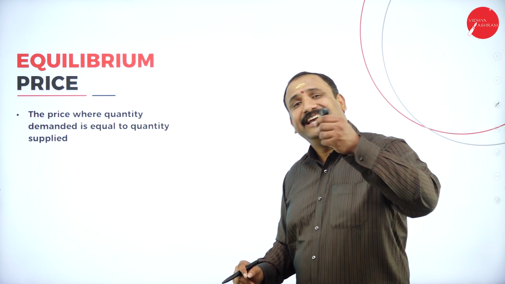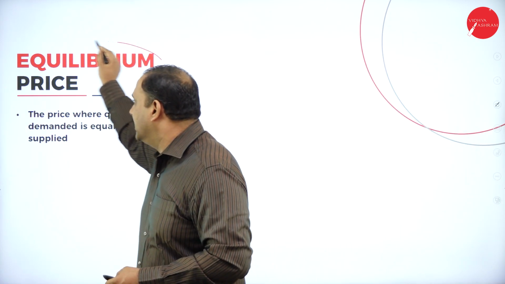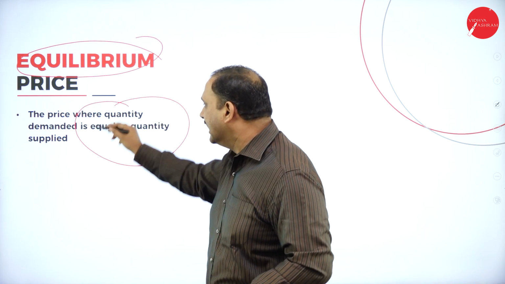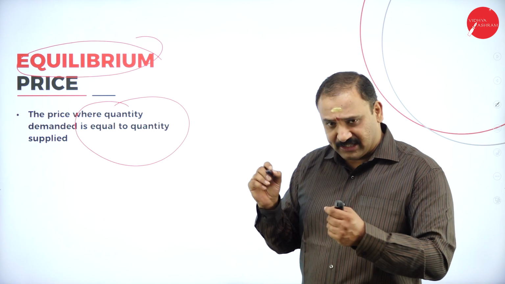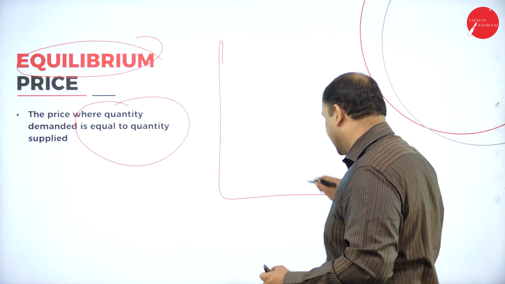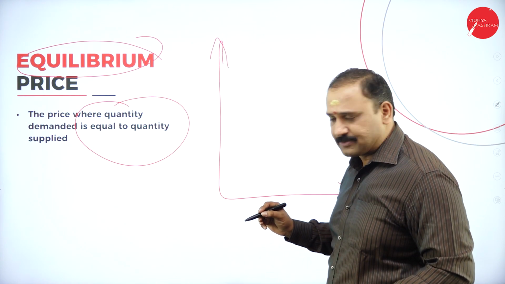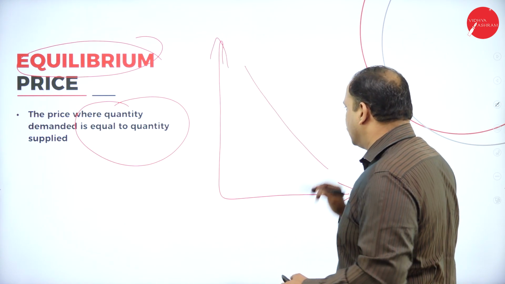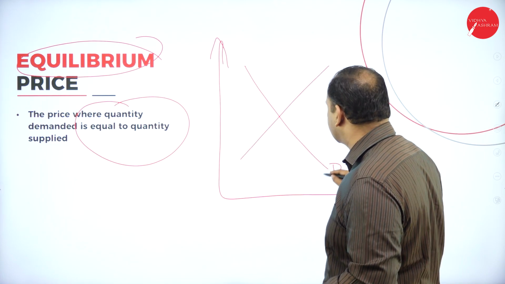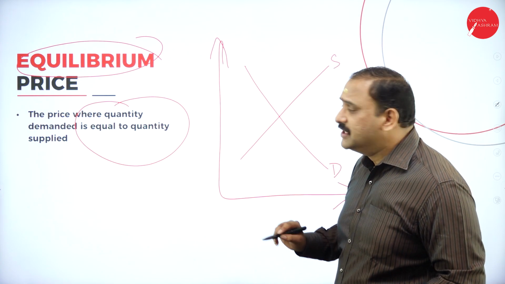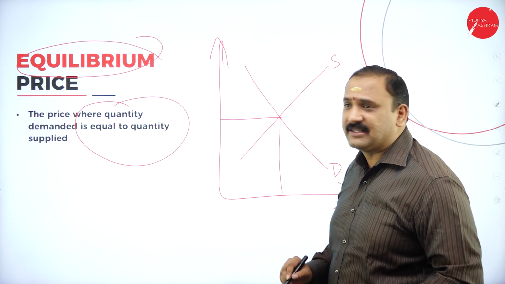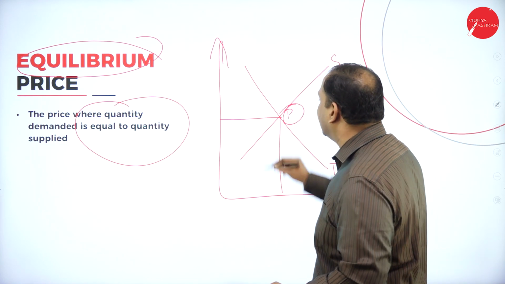The next one, equilibrium price. When I say equilibrium price, that means the price where the quantity demanded and the quantity supplied are meeting. So let us draw a diagram here to explain the equilibrium price. This is the demand curve and this is the supply curve. The point at which both of them meet, that's where the equilibrium price will be created.